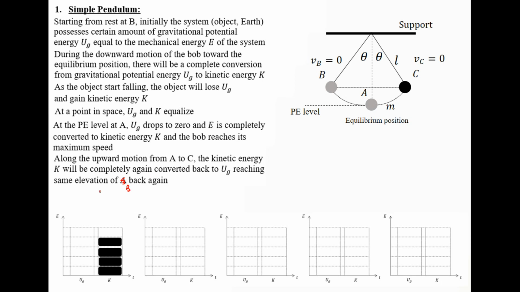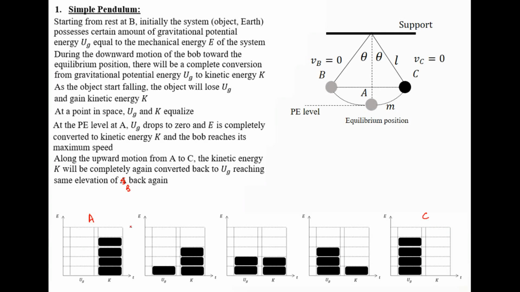So that would represent the point A, and that would represent the point C. At the point A, it's completely kinetic. As we're going up, the bob starts to lose kinetic energy and gain gravitational potential energy, until at the point C it's completely gravitational potential energy. And if you compare all the energy diagrams that we have put so far, the mechanical energy is conserved and it's represented by 4 bars.